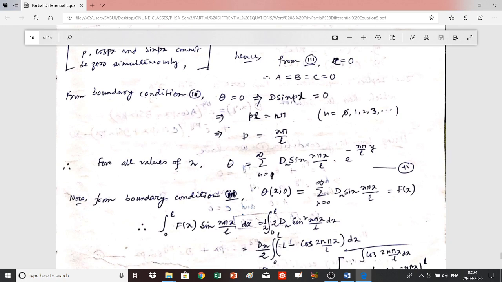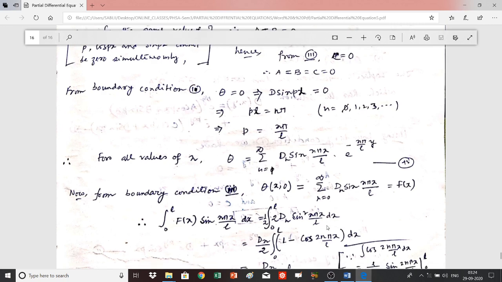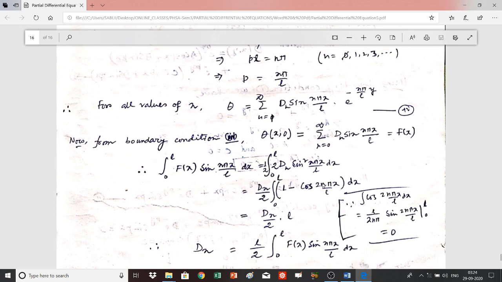And now from the boundary condition given in number 3, that is theta(x, 0) is equal to f(x). So in this expression, write y is equal to 0. That will give you the sum of dn sin(n pi x by l), which is f(x). Multiplying this by sin(n pi x by l) and integrating from 0 to l, this term will give you the integral from 0 to l of dn sin squared(n pi x by l) dx. You can write this as dn by 2 times (1 minus cos of this) dx, and the integration of the cosine term will give you a sine term, which gives 0. So only the integral of dx will remain, which gives dn by 2 into l.